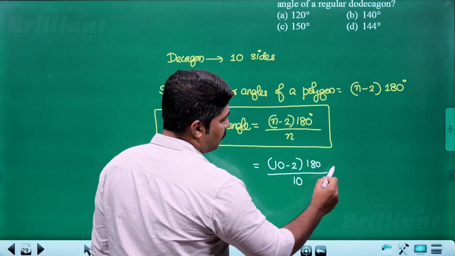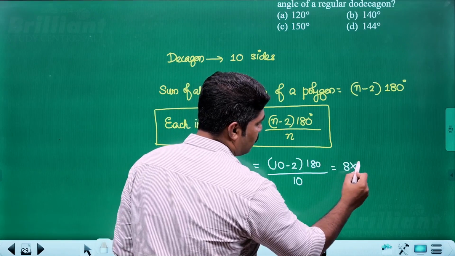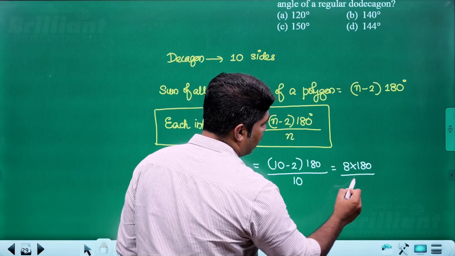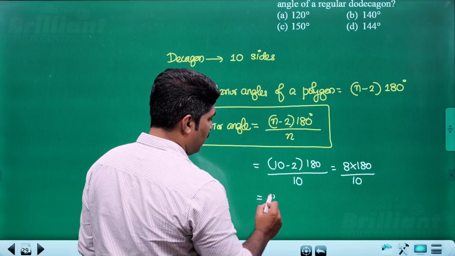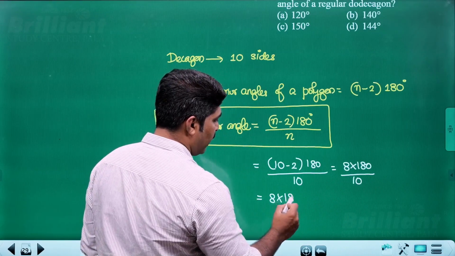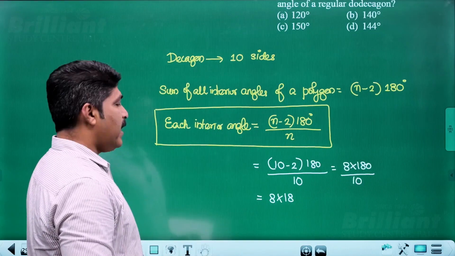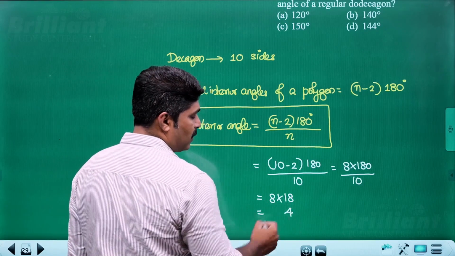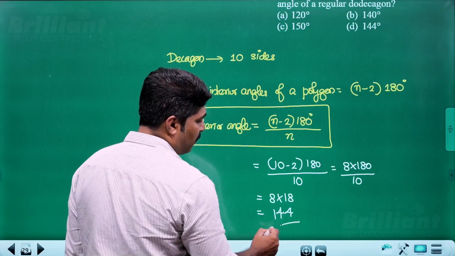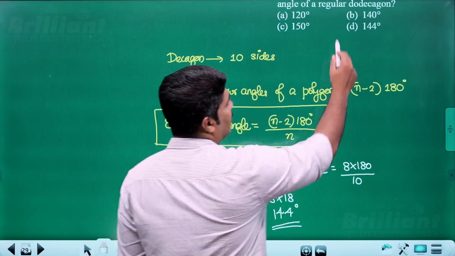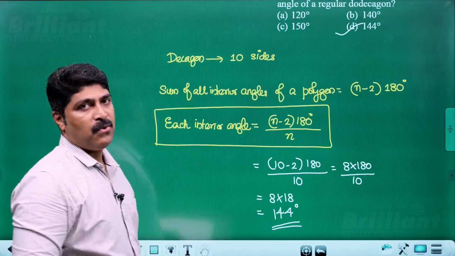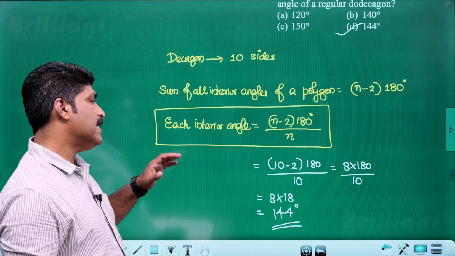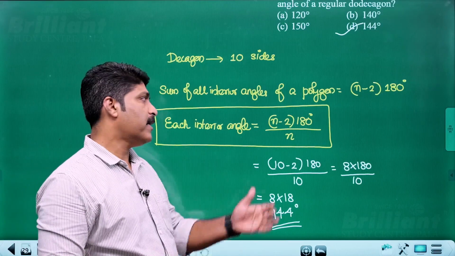So this is equal to 8 into 180 by 10. That's simply 8 into 18. What is 8 into 18 here? This is 8 into 8, 64. 6 is there. That is 144. So this is the answer. Answer is 144 degree. Whenever we need to find each interior angle of a regular polygon, you can apply this result.